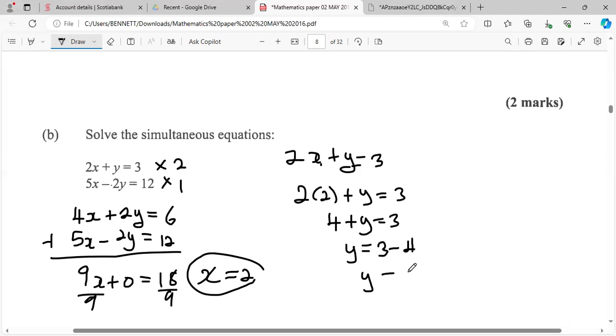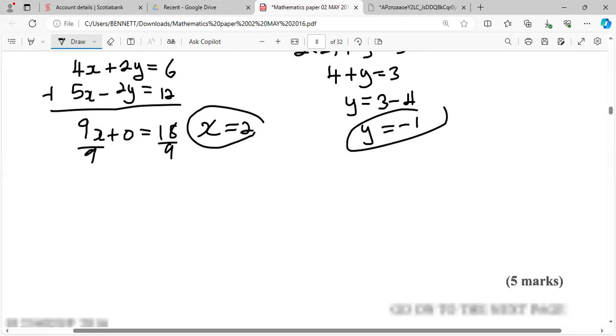So y works out to negative 1. I would have gotten all marks for that as well. X is 2, y is negative 1.